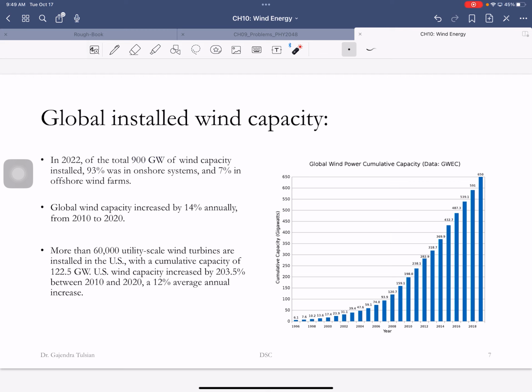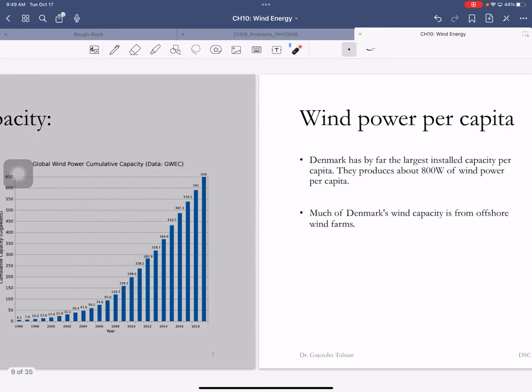Let's say I gave you money to build a Hoover Dam. How long will it take you to build a Hoover Dam? It's very expensive. There aren't good enough locations to build it. And then it'll take years and years, 10, 20 years to build a Hoover Dam. I give you the same money, in 6 months you can put up the windmills. You guys understand? So wind capacity increased from 2010 to 2020 by 12% on the average.